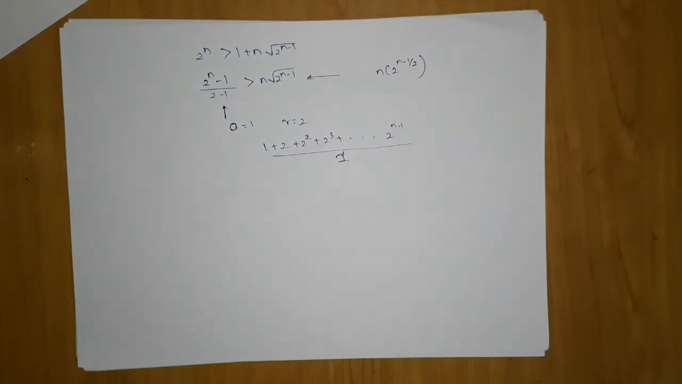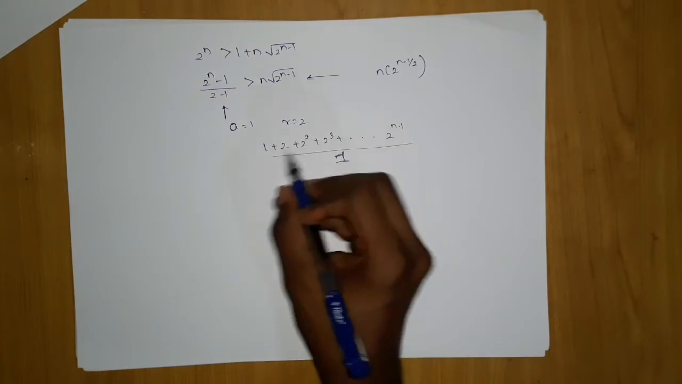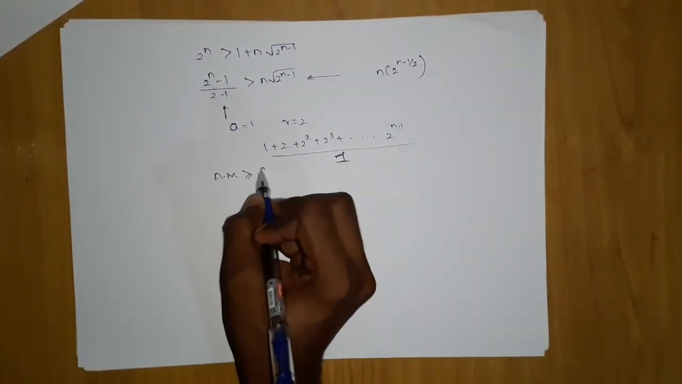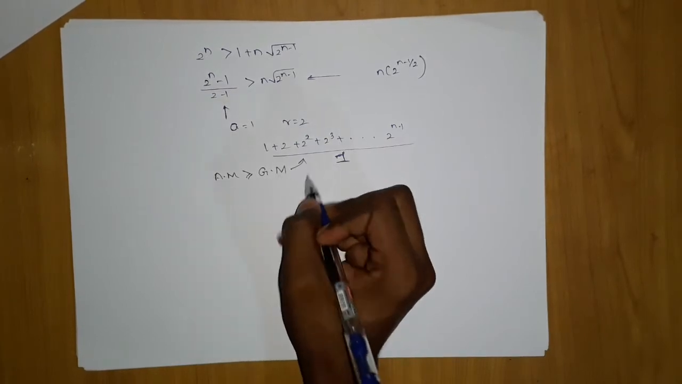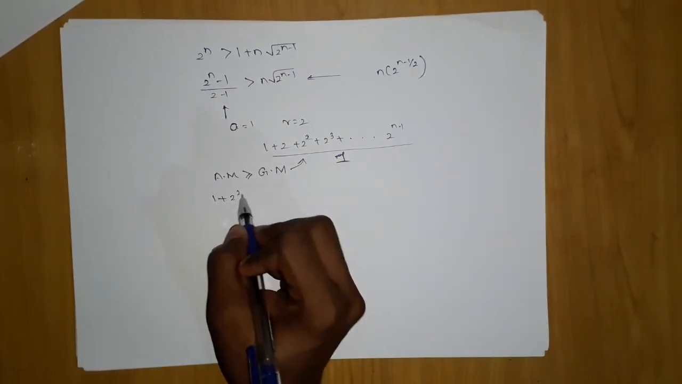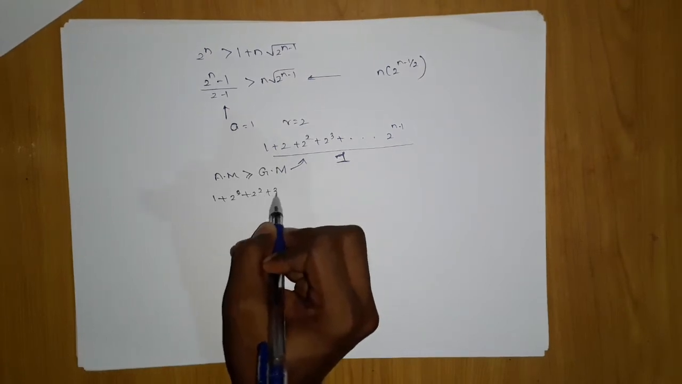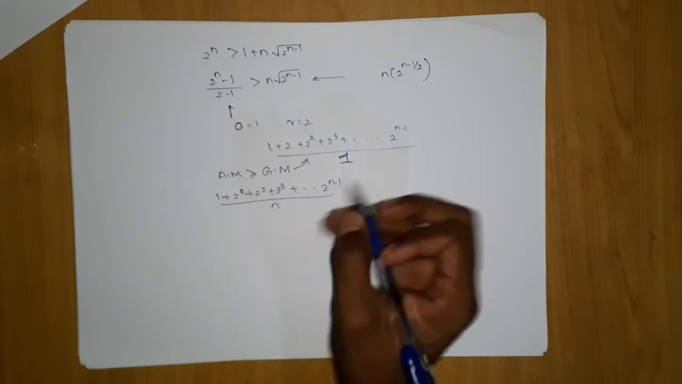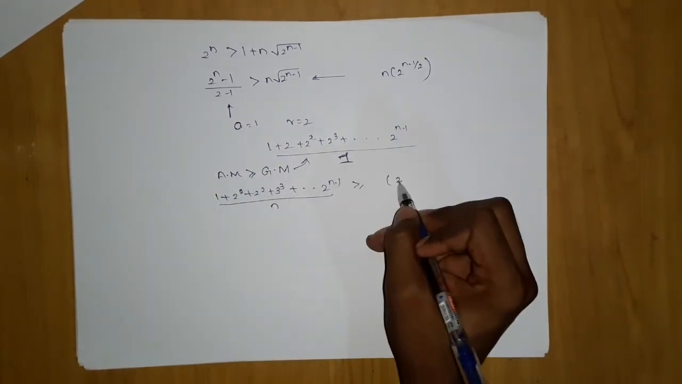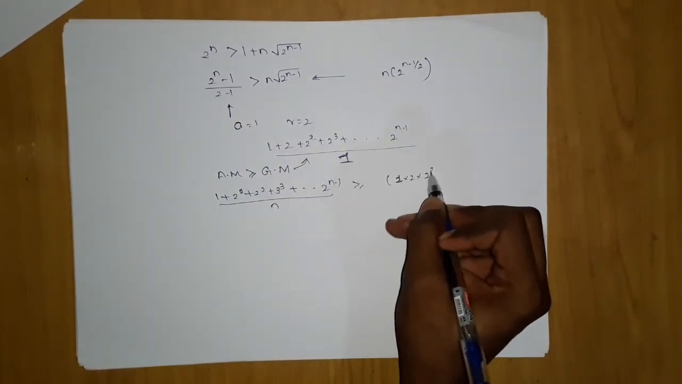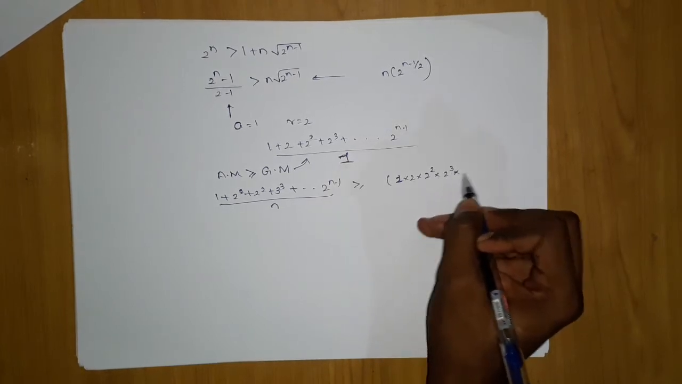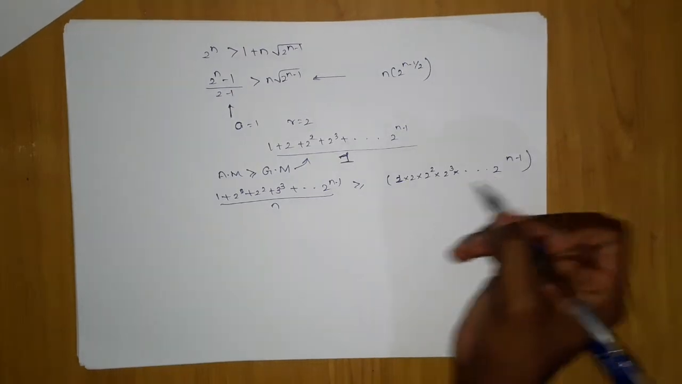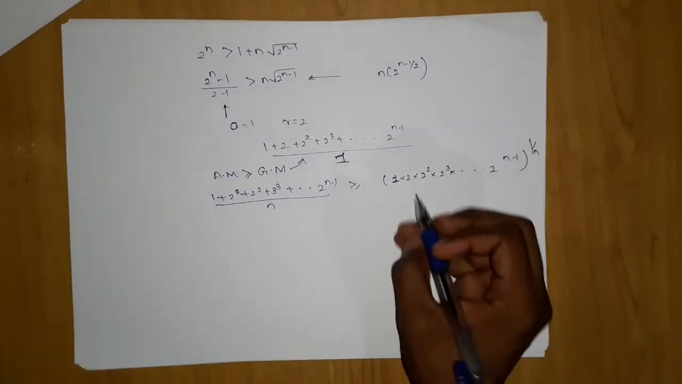Now if I consider these terms and apply AM greater than or equal to GM on them, then I am left with 1 plus 2 plus 2 square plus 2 cube and so on till 2 power n minus 1, upon how many terms are there, n, greater than or equal to 1 into 2 square into 2 cube into so on till 2 power n minus 1, power 1 by n, since n terms are there in GM.